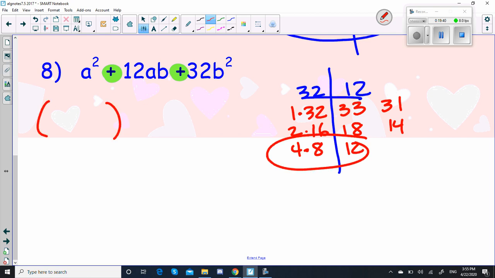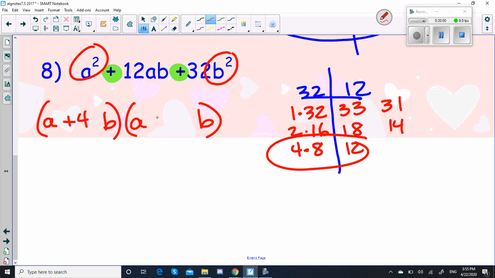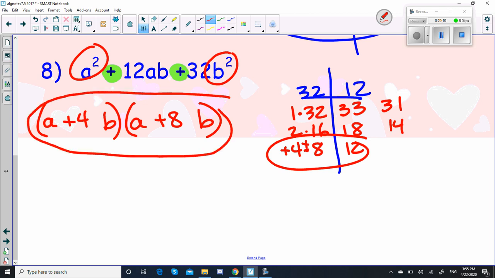Okay, so here's the different part. Not any different over here in the table. So since this is a squared, I put a in the front and a in the front. And since this is b squared back here, I put b in the back and b in the back. That's the new part. And then I'm going to use my numbers 4 and 8 to put in front of the b. So plus 4 and plus 8. And I put plus there because those are both positive numbers. That's why plus goes there. This is the answer. And again, if I wanted to check it, I could FOIL it.